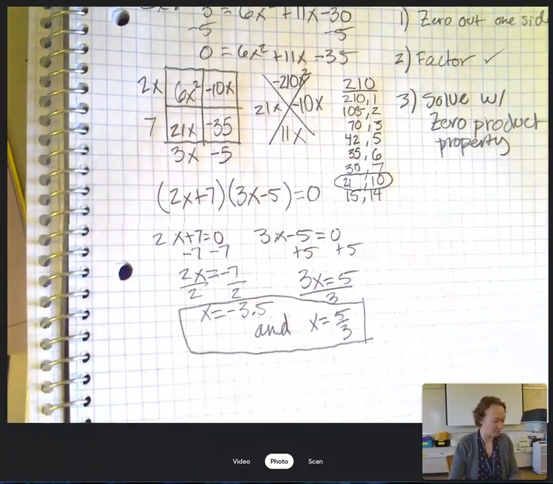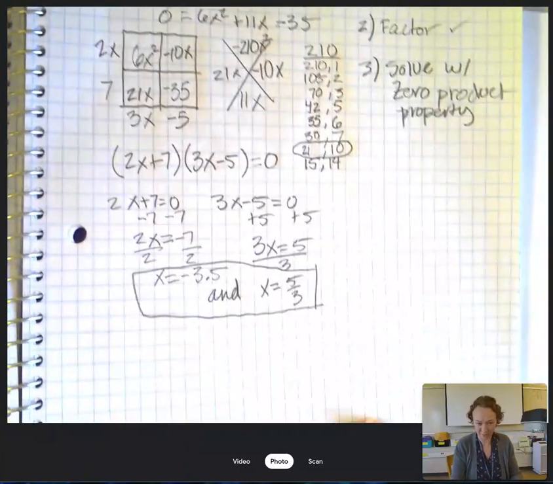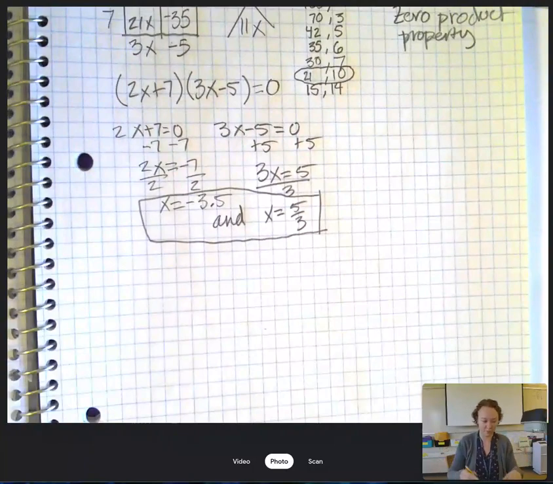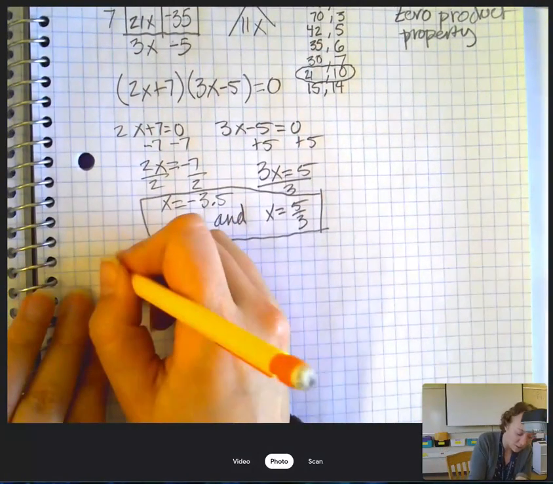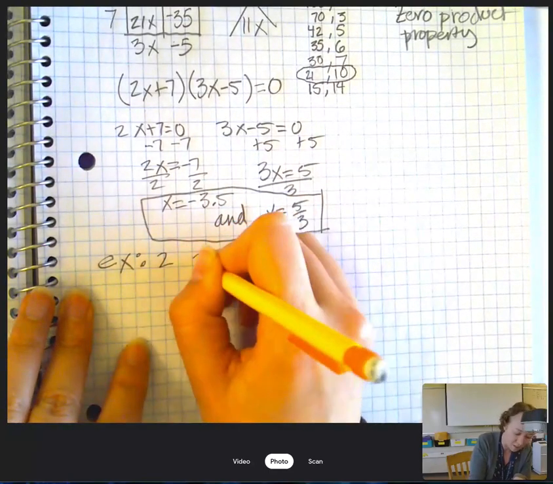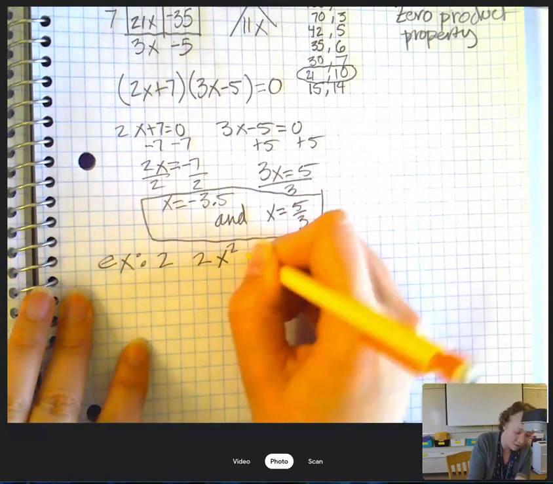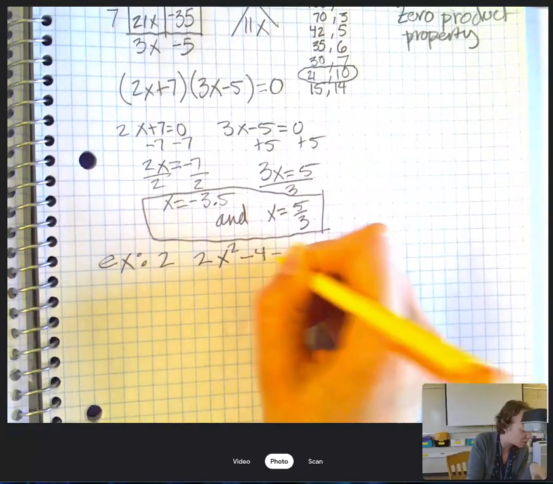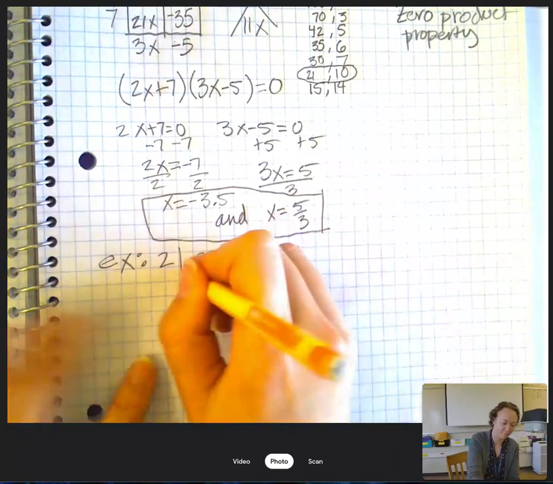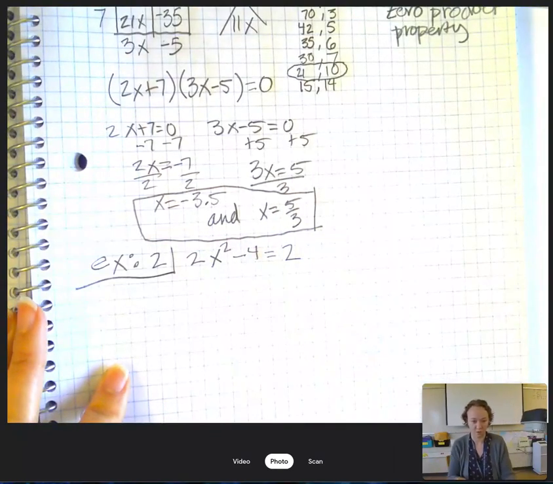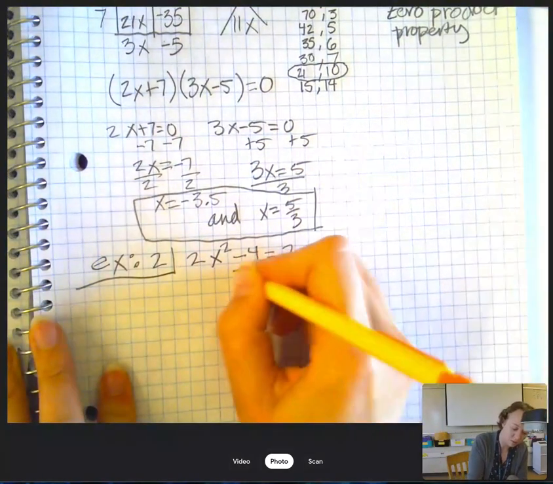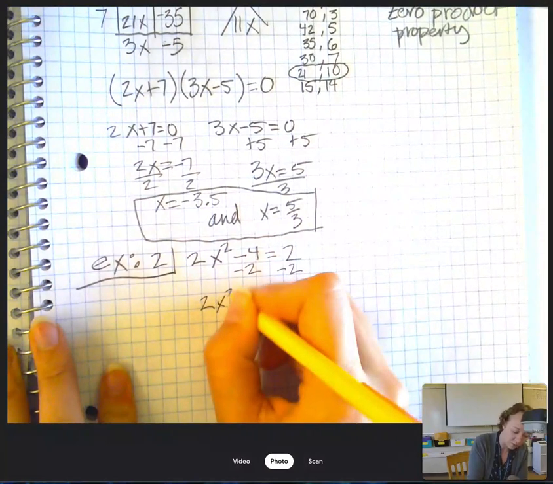All right, now, remember, not all quadratics can be factored. So let's do another example and see what we should do when we run up into that situation. So this is example 2. Let's take 2x squared minus 4 equals 2. And let's try to solve that. So let's start the same way. Let's see if it's going to work. We're going to try and zero out one side. So 2x squared minus 6 equals 0.